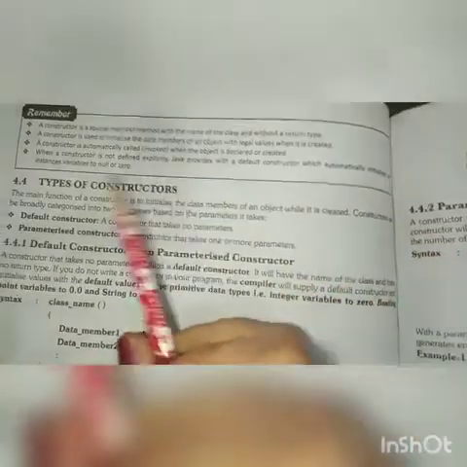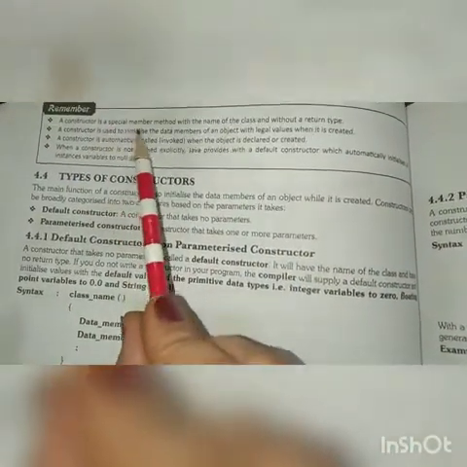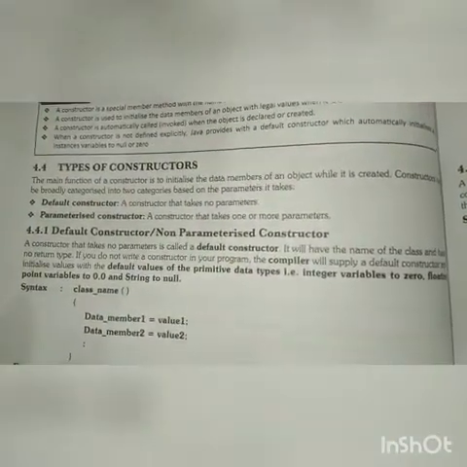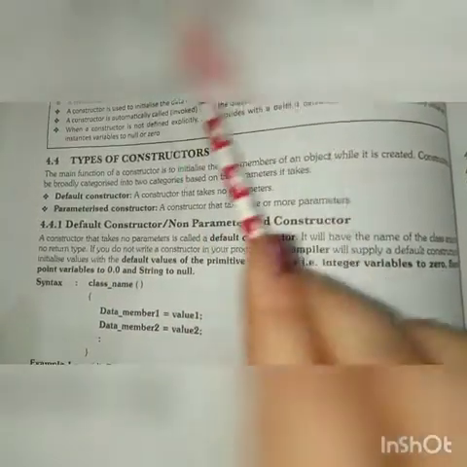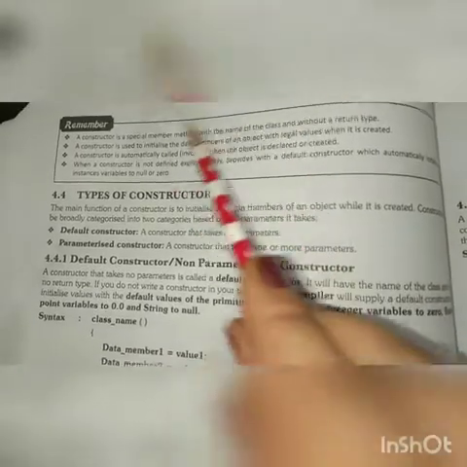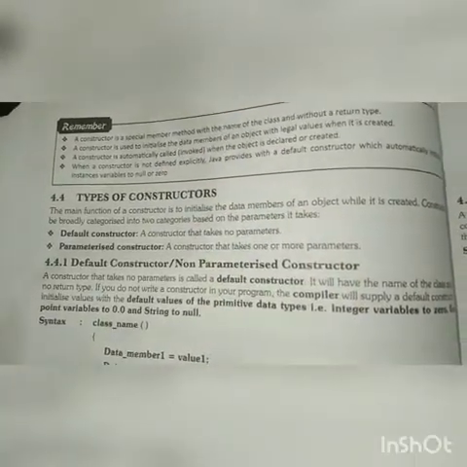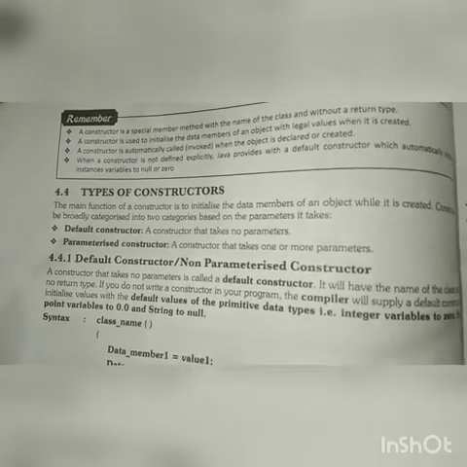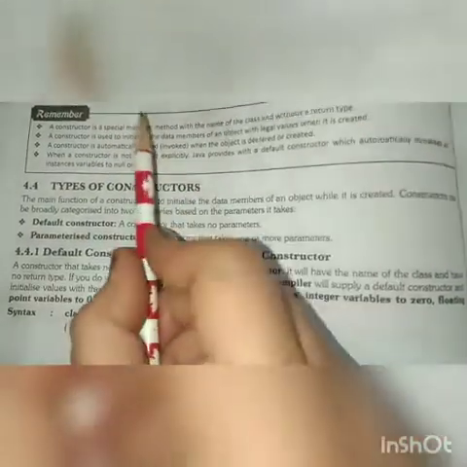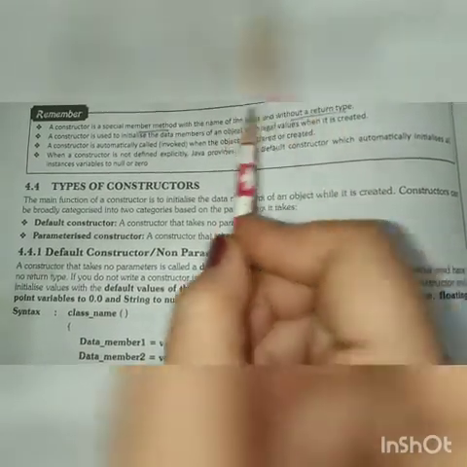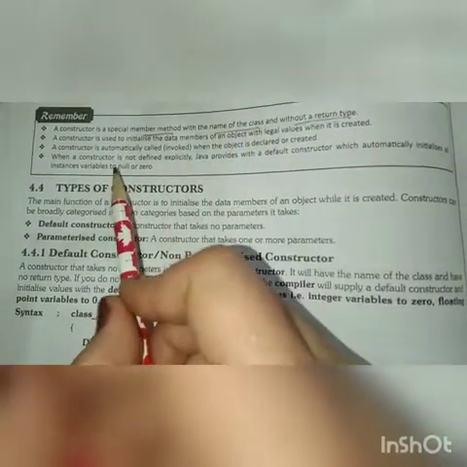Again, the point to remember is that a constructor is a special method with the same name as the class and without a return type. Why am I saying it again and again? Because these 4 points are the most important part of the constructor. These are the 4 points which can be used in any of the questions asked in the paper. So a constructor is a special kind of method, but it does not have any return type and it has the same name as that of the class.